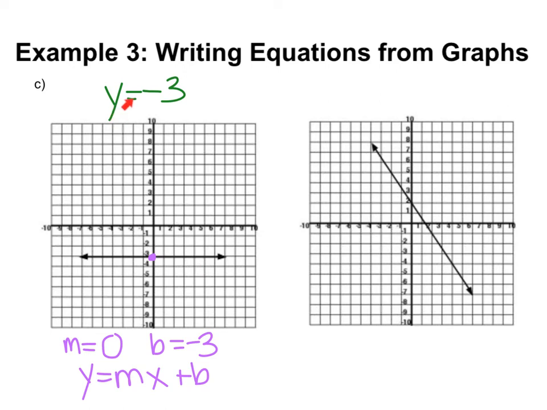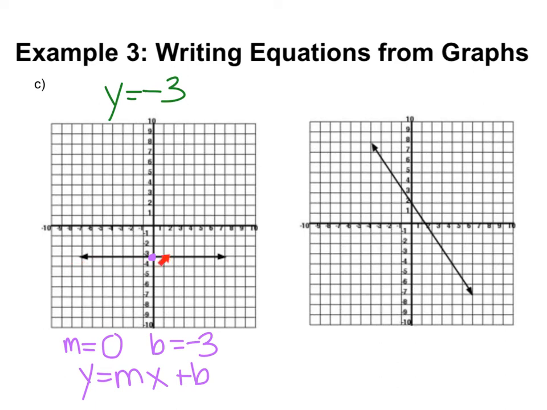They are just going to be y equals that y-intercept, because at every single point on this line, the y value is -3. This is the point 5, -3. This is the point -5, -3. -3, -3. That's that point right there. Every single point on this line has a y value equal to -3.